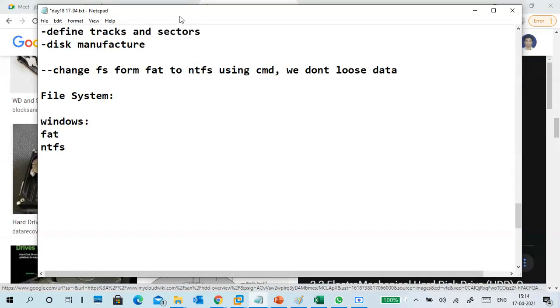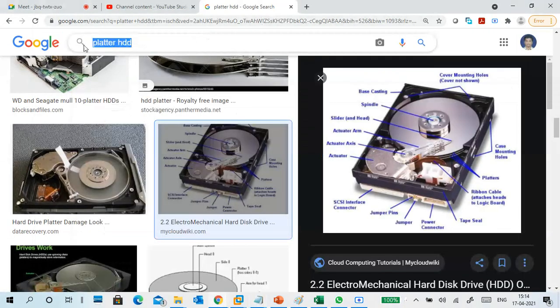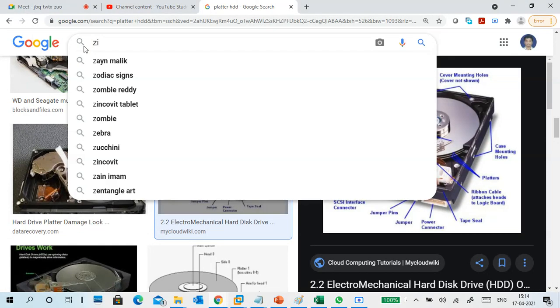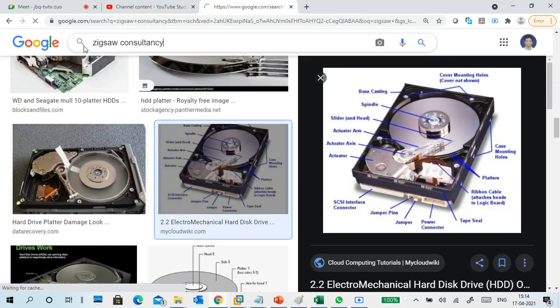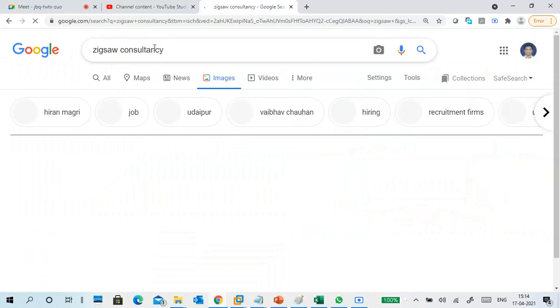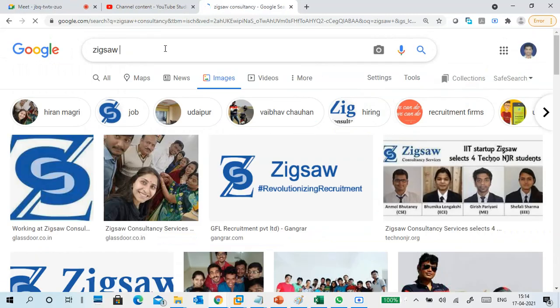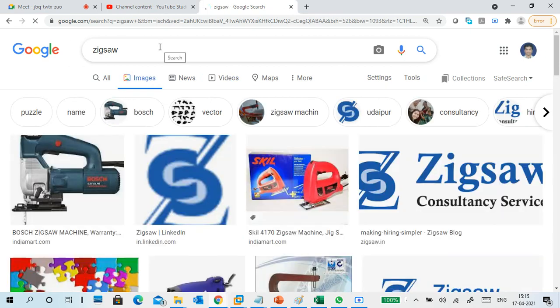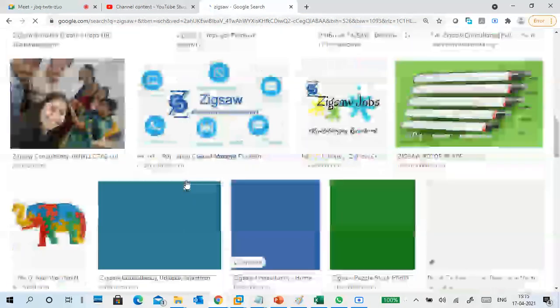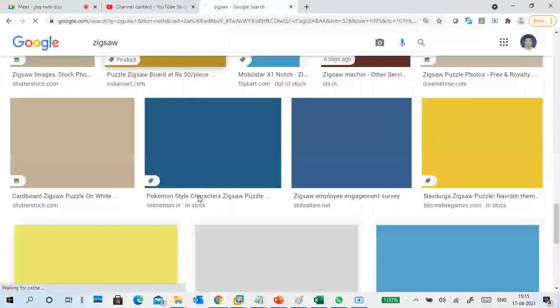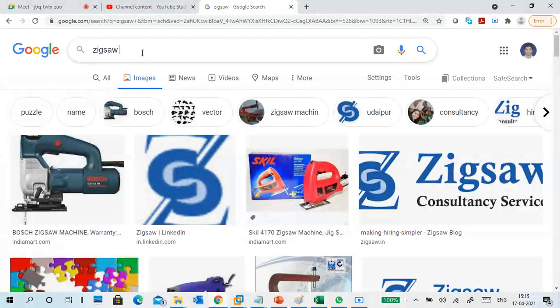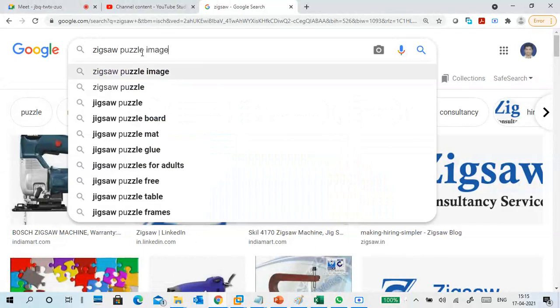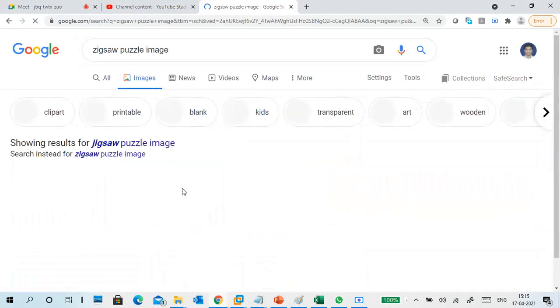For example, a jigsaw puzzle. Not jigsaw consultancy. Why did it come? Jigsaw institute is also there. Jigsaw movie is also there, so Saw is also there. Jigsaw is the end part of the Saw movie, actually. Jigsaw, the puzzle only, right? Just for example, I am telling.